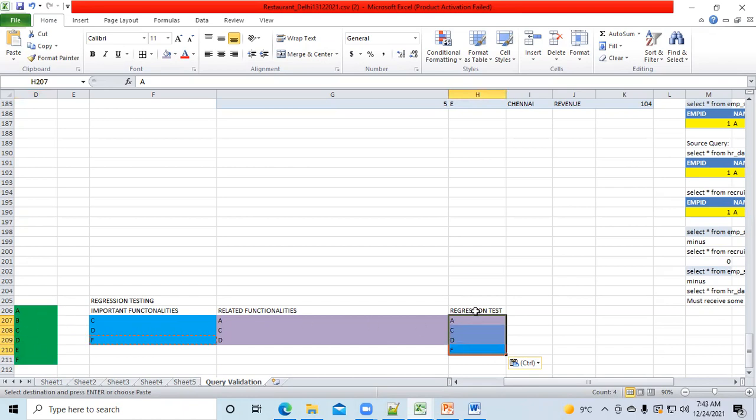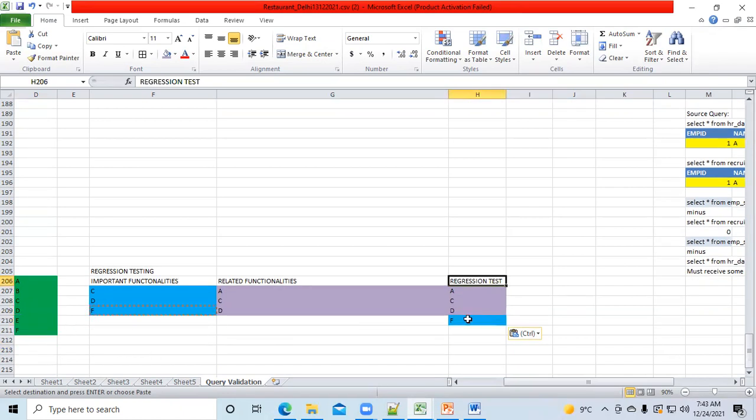Okay. And in regression test, you should know what all test cases you have to test. So how you can find this? First of all, check what all are the related functionalities and what are the important functionalities, and take a union of this. And then those functionality you should test again. Is this clear, guys? Yeah, clear. So like this, you have to analyze your project, and this is specific to project, guys. This is very specific to project, but this is the way you should create the test case.